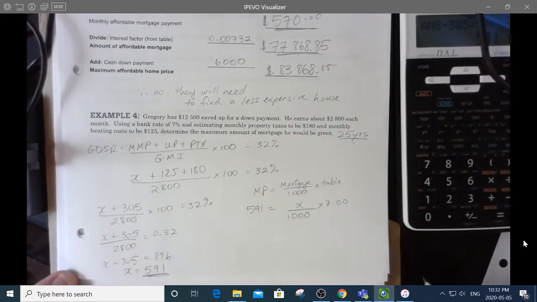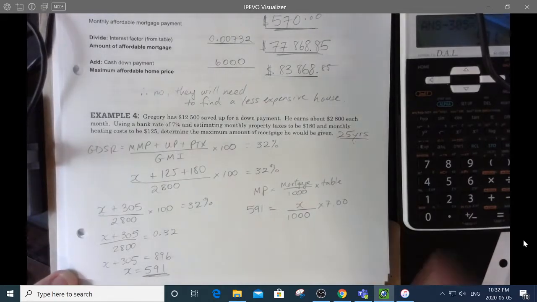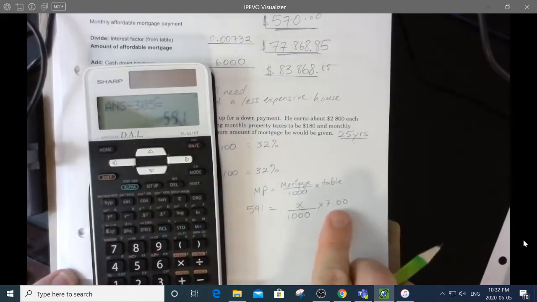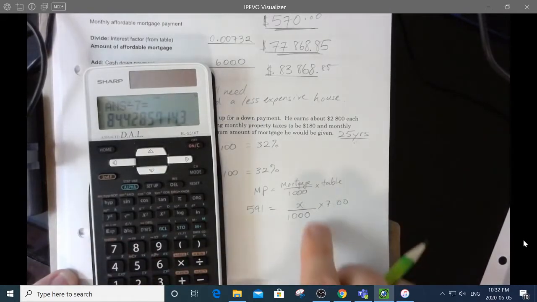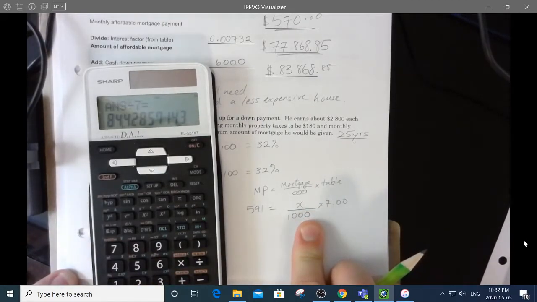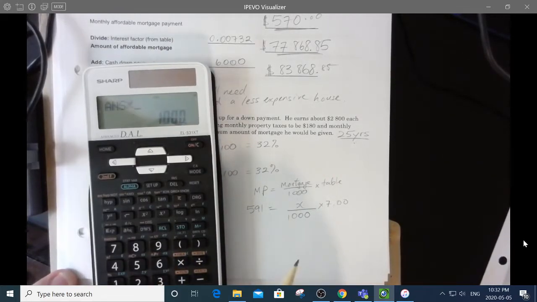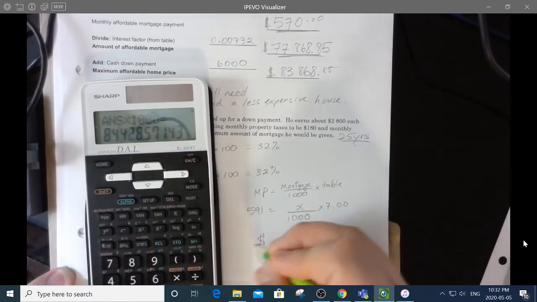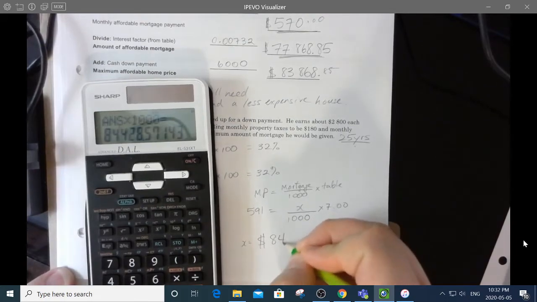And once again, it's algebra. How do I get x by itself when x is being divided by this number, then times by that number? Undo those two steps. Take 591 and divide by 7, because that's the opposite of times. And then it was being divided by 1,000, so times by 1,000 is the opposite. And there we have it. That's the biggest possible mortgage that this person could get at a 25-year mortgage.